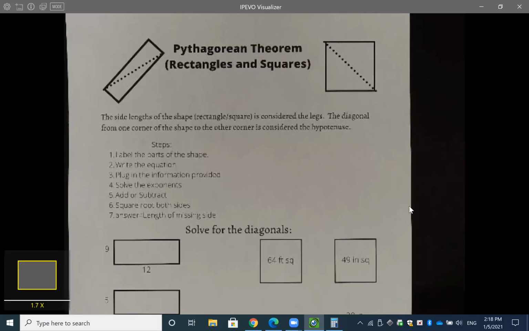Hi guys, Ms. Powell here, and today we are still on Pythagorean theorem, but we are working on rectangles and squares when the shapes are given to you, how to solve for what's missing.